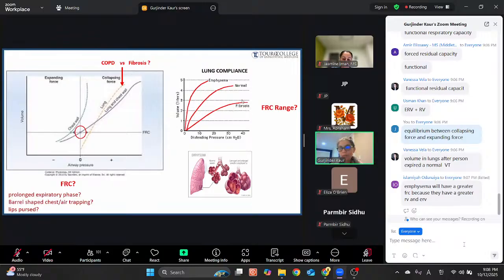But in fibrosis, because their compliance is low, the lungs can't expand as much, so they have a lower FRC number. You can see how much it has declined from the normal level. Is everyone clear about this? So be ready with all those questions.